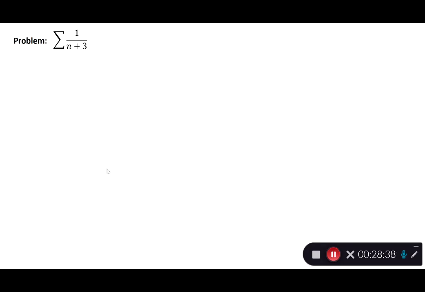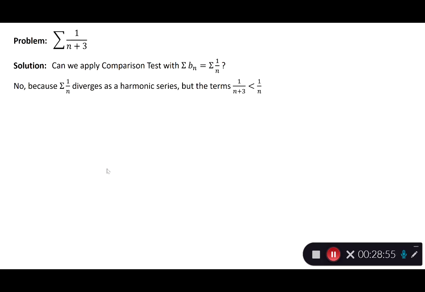What about sigma 1 over n plus 3? Let's see. Can we apply comparison test with sigma b sub n equals sigma 1 over n? I'll let you look at this one. What do I mean by this? No, because sigma 1 over n diverges as a harmonic series, but the terms 1 over n plus 3 are less than 1 over n.